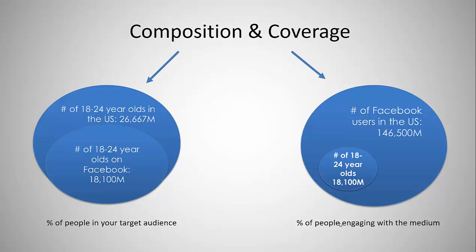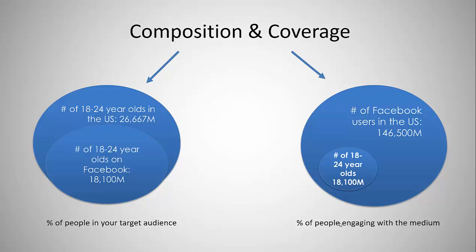Composition and coverage help us to understand the makeup of either the vehicle's audience or our target audience's engagement with that vehicle. It's easy to start with coverage and think of it as rating. The coverage number is essentially a rating. It tells you how many people in your target audience are watching a particular program, reading a particular magazine, or on a certain social platform.